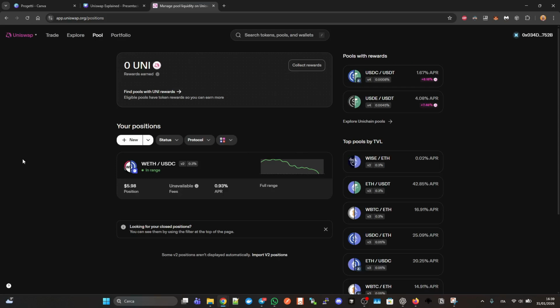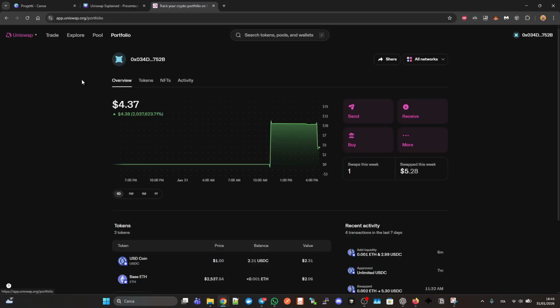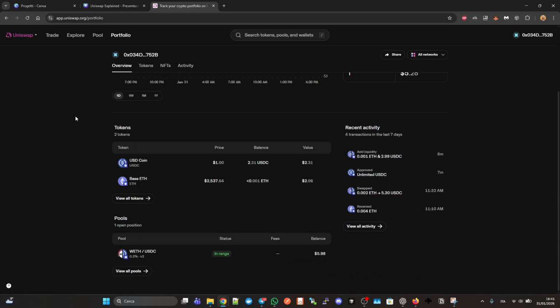Okay. So here we can see our position that it is in full range because of course it is V2. This is the APR. And of course our position is always in range because we are in V2. So our liquidity is always active. So now that we have created our position, I think we can also see it in our portfolio.